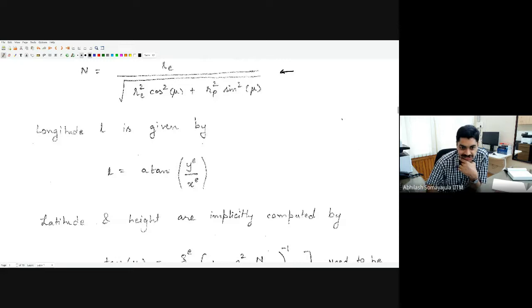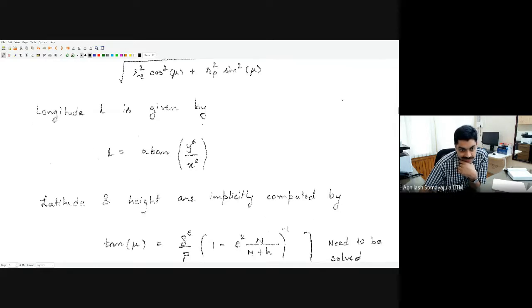The longitude is straightforward. I simply take ye divided by xe, and the tan inverse of that should do the trick for L. Is this making sense?